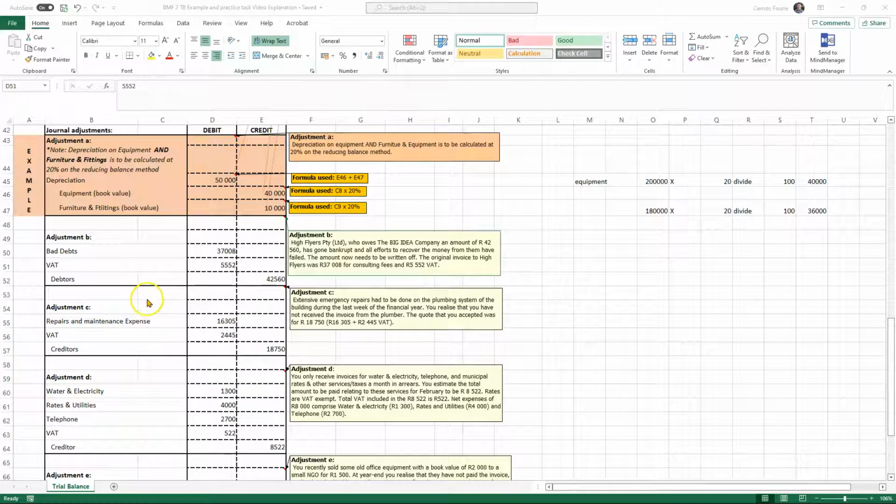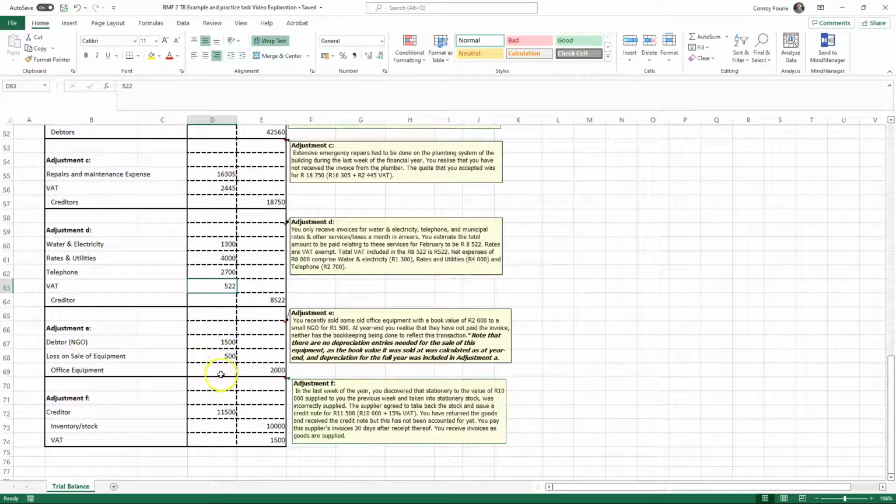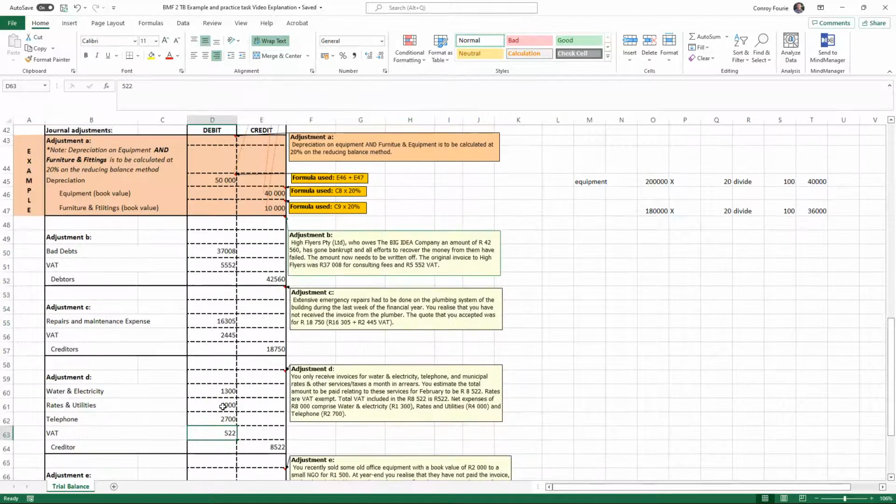So the other part of that entry, as I mentioned, is the VAT account, and let's see if there are more than one of those. There's a VAT debit there. We first take care of the debits. There's a VAT debit there. There's a VAT debit there. And those are the VAT debits.